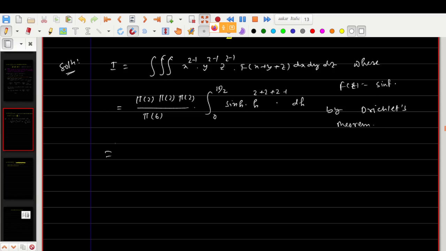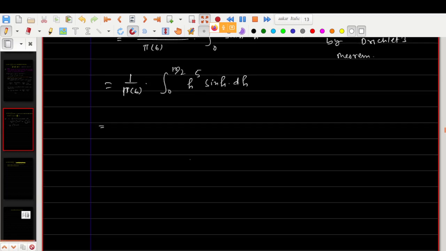Right? And now this is actually equal to 1 by gamma 6 times the integral from 0 to pi by 2 of h power 5 sin h dh, and that is actually equal to, so now if you integrate by parts, then it will turn out to be 120, 5 into pi by 4, 16 minus 15 pi square plus 120.